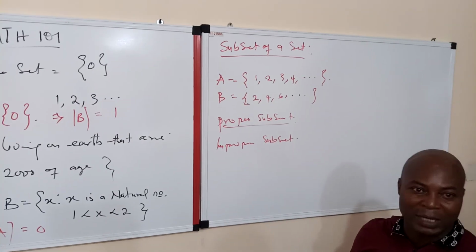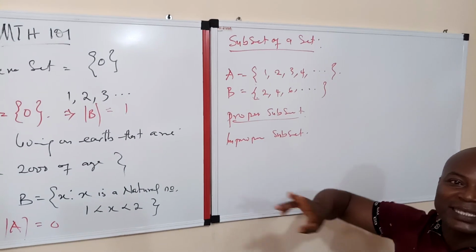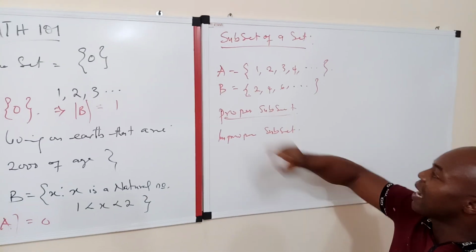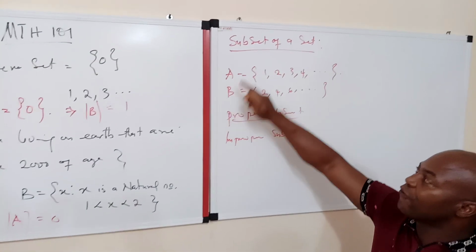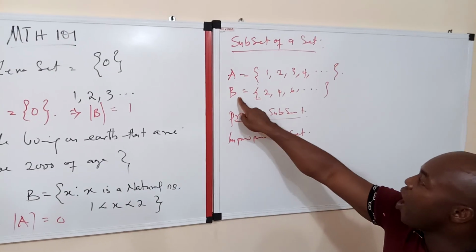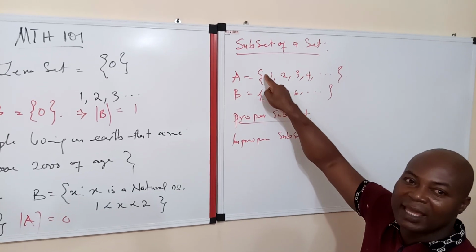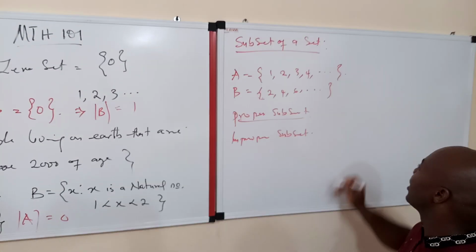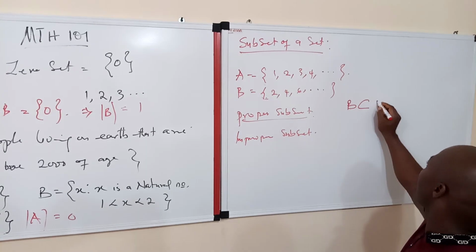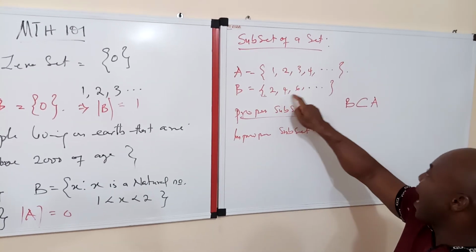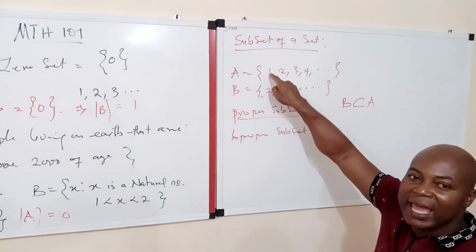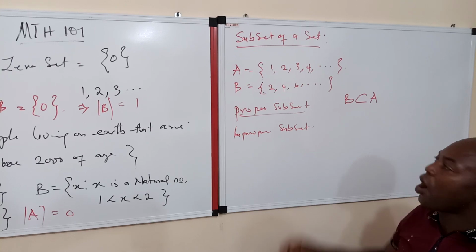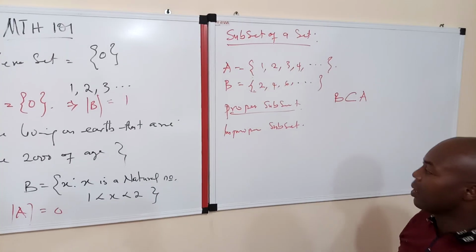Let me repeat again. Given two sets, say A and B, we are saying that B is a proper subset of A if and only if all the elements in B are contained in A, and also there are elements in A which are not contained in B. In such a case, you say B is a proper subset of A. Like this is another good example of a proper subset.